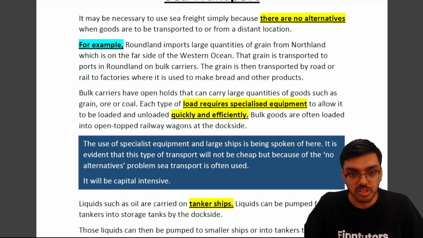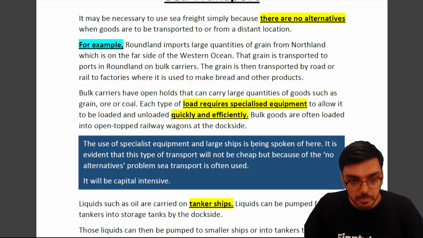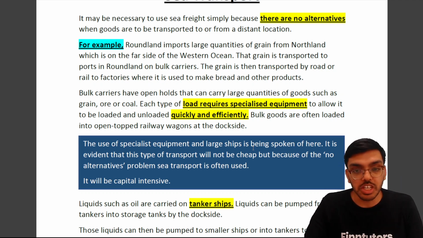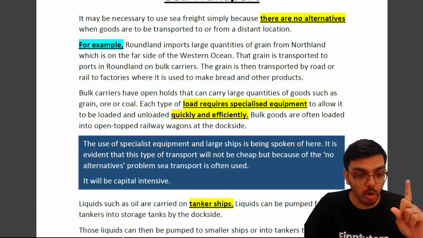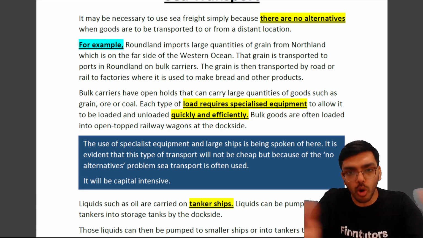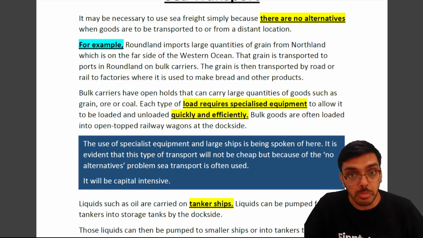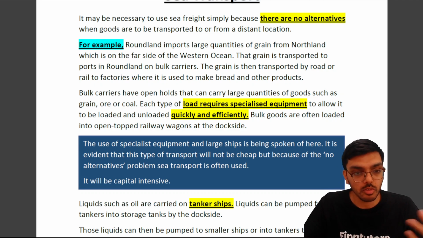Over here, they are speaking about specialist equipment and large ships. It is evident that this type of transport will not be cheap. But because of the no-alternatives problem, sea transport is often used. It will be capital intensive. Let's keep this very prominently in our mind. All forms of transport are capital intensive, but sea transport will be in that same category, a little bit ahead, because of all the logistics involved in setting up sea transport and owning all the equipment. Owning the actual ship is not going to be cheap.